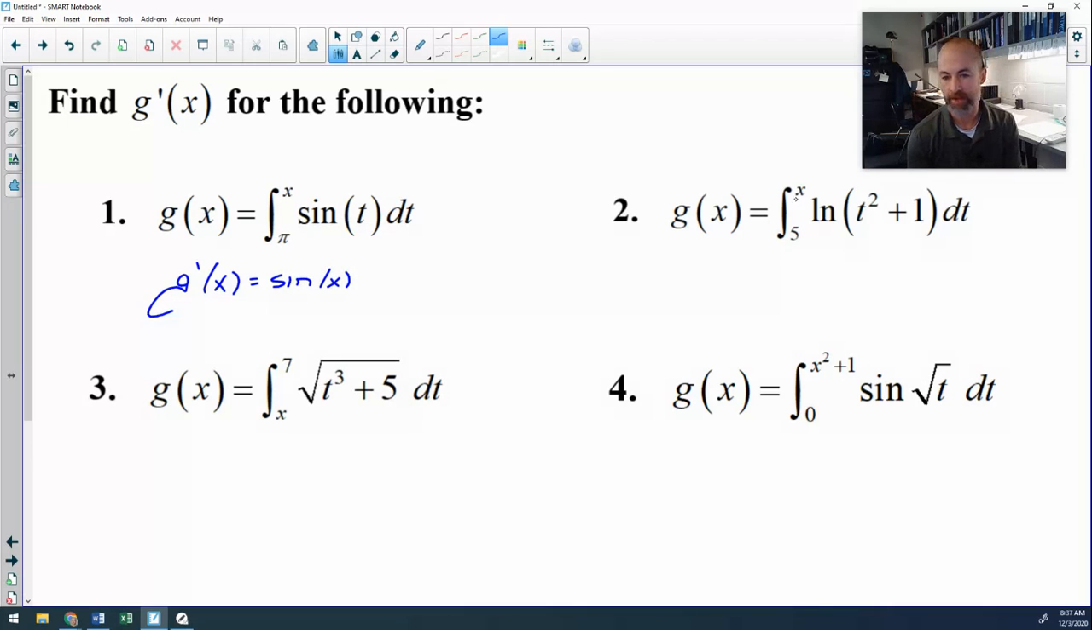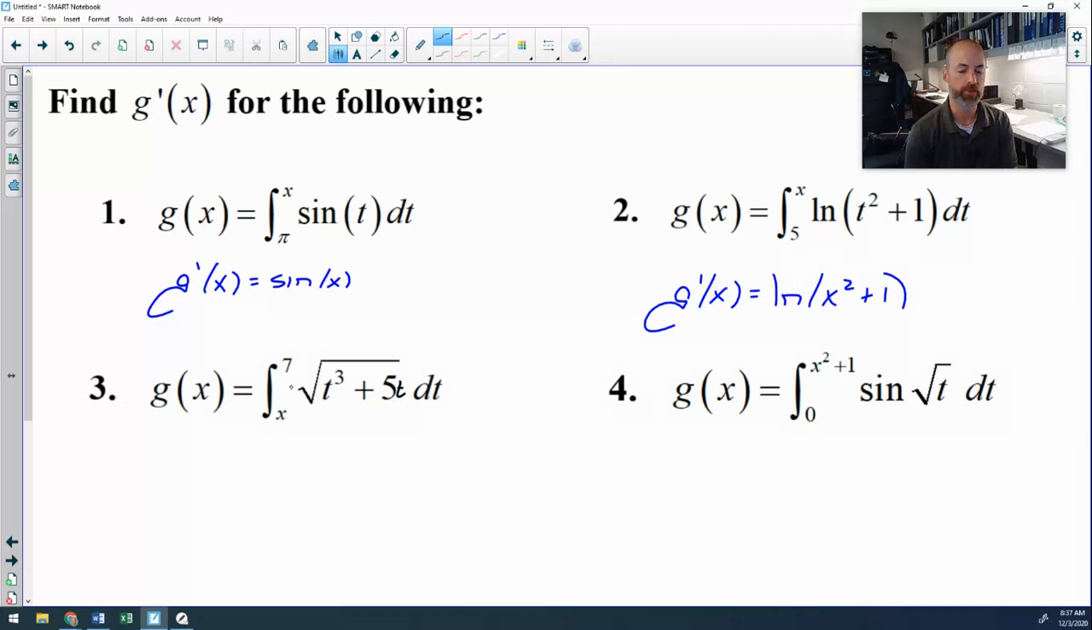Number 2, 5 to x. Guess what? G prime, we're just going to plug the x in for the t. Natural log of x squared plus 1. Number 3, I'm going to change number 3 ever so slightly. I want to put a second t in here. I'm going to make that t cubed plus 5t.